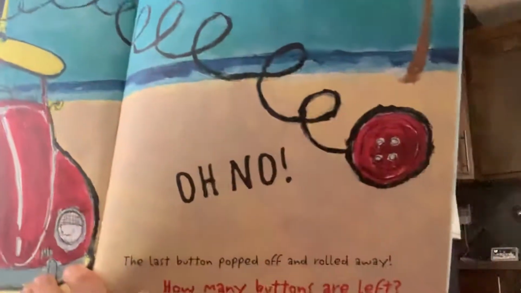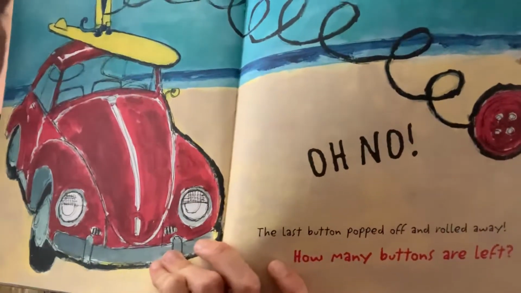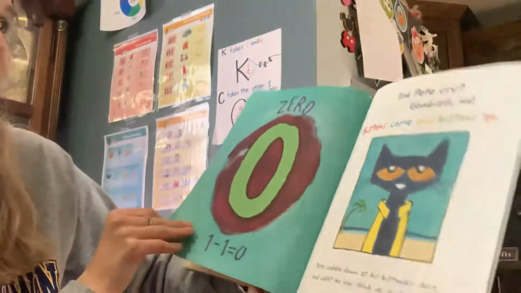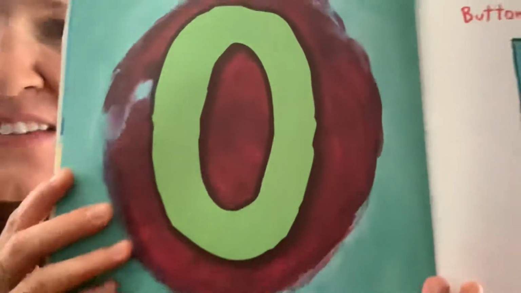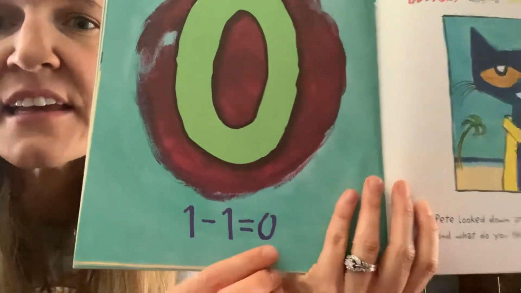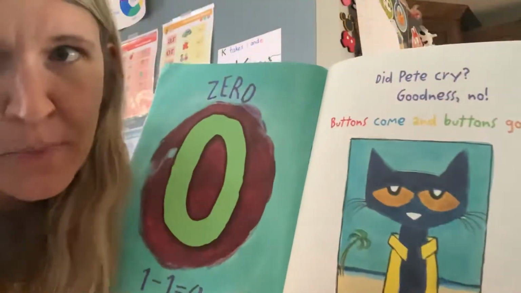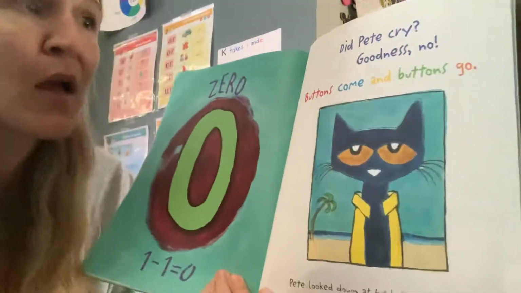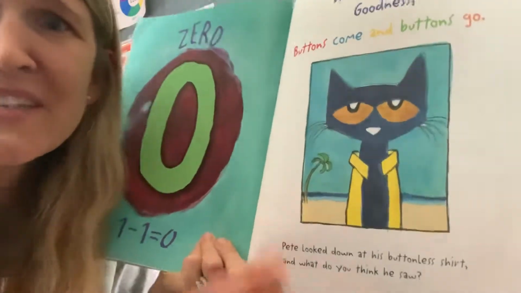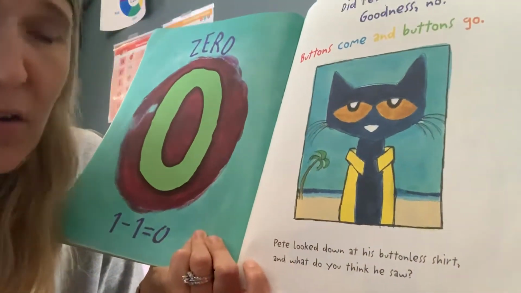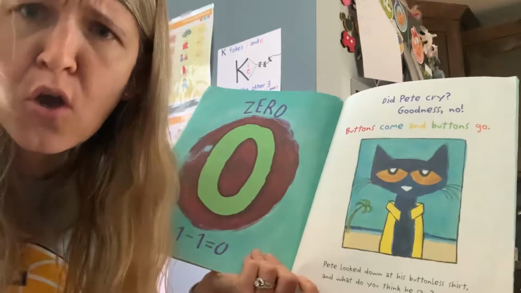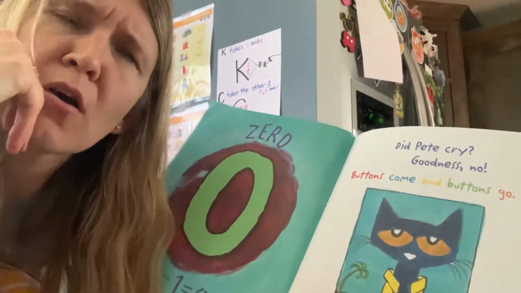Oh no! The last button popped off and rolled away. How many are left? If you said 0, you're correct. 1 minus 1 equals 0. Did Pete cry? Well, goodness no. Buttons come and buttons go. Pete looked down at his buttonless shirt. What do you think he saw? So when he looked down and there were no buttons on his shirt, what do you think Pete saw?